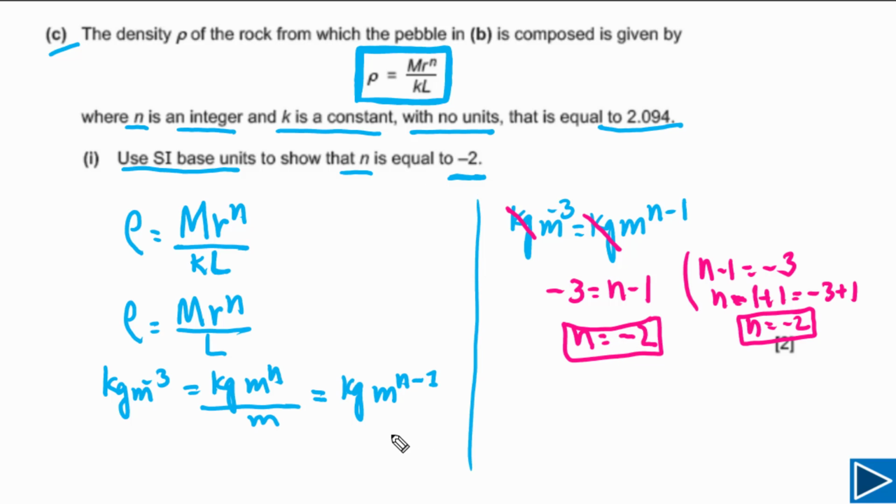The first mark is if you have written these SI units, so you will get the first mark. And this is an M mark, meaning it has to be in your answer. And the second mark is an answer mark. If you have got the right answer, you will get the second mark. But if you couldn't get the first mark and only write the answer, n is equal to minus 2, you will get 0 marks.